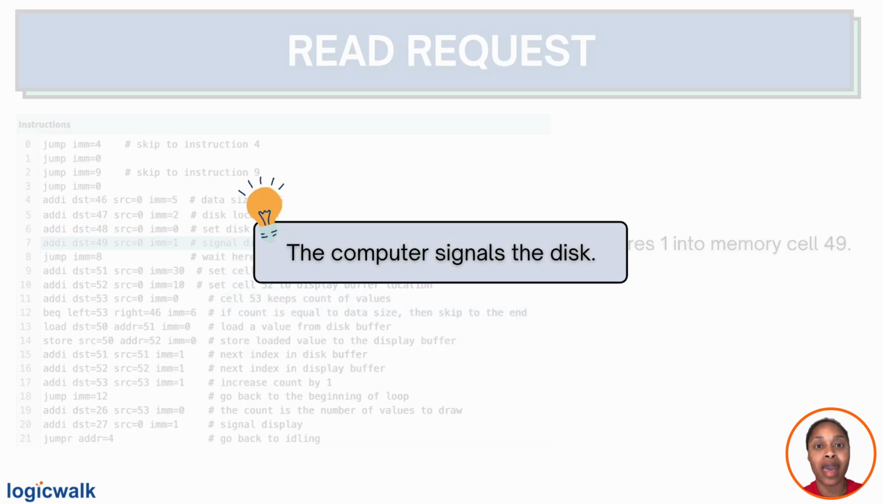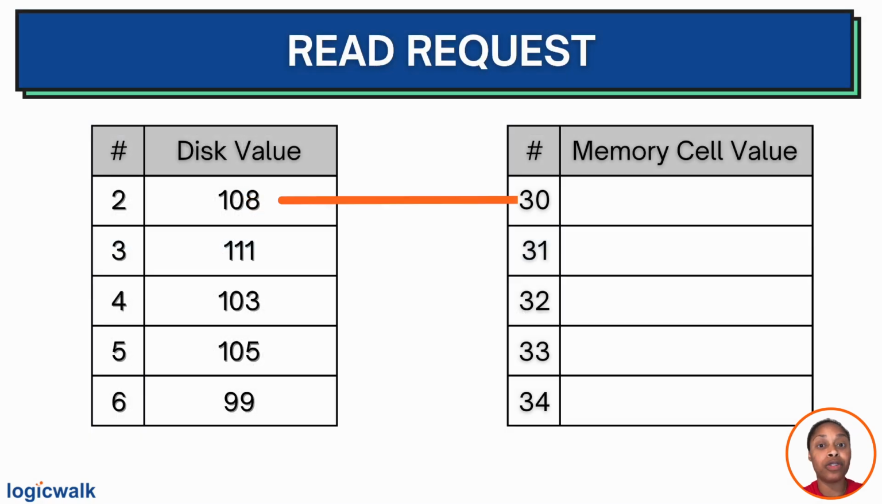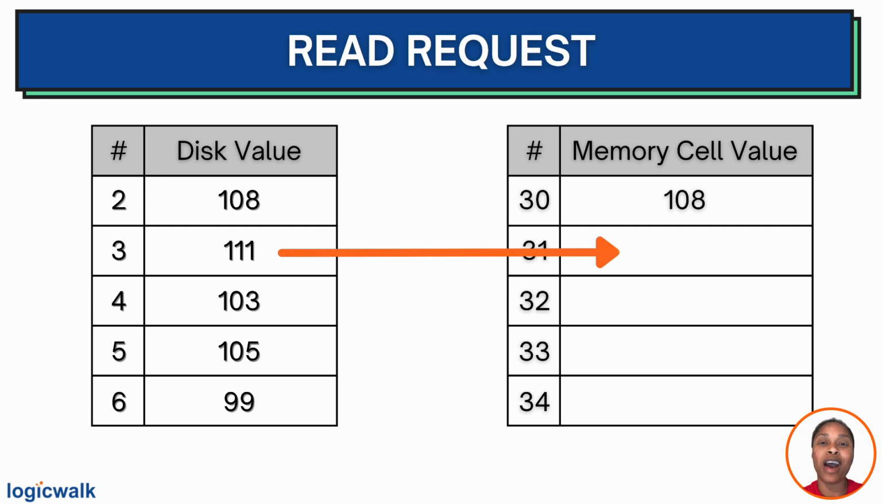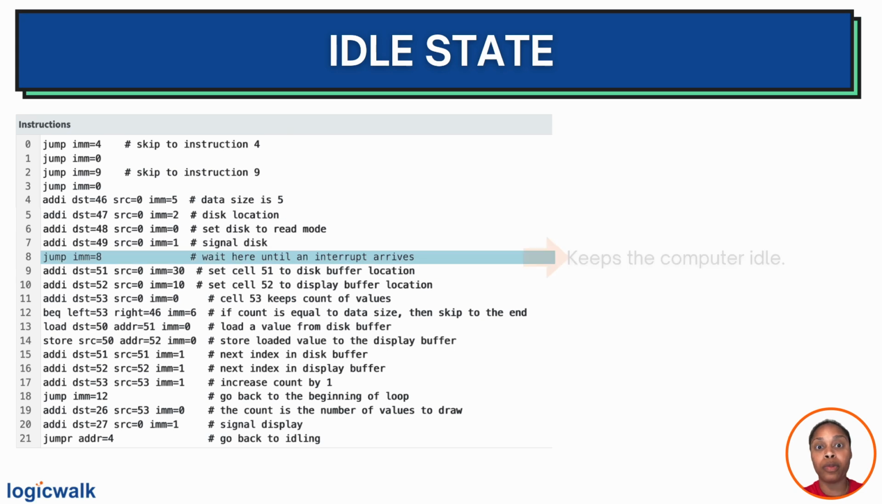At this point, disk A begins copying values into the computer's memory. The value in disk cell 2 gets copied into memory cell 30. The value in disk cell 3 is copied to memory cell 31, and so on until all 5 values are copied. Meanwhile, instruction 8 loops back to itself, keeping the computer idle until disk A finishes and interrupts.